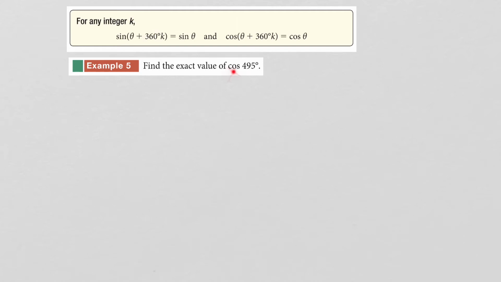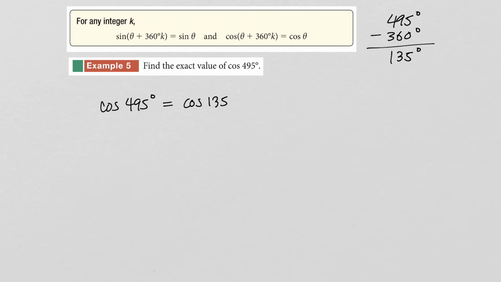Here we're being asked to find the exact value of the cosine of 495 degrees. So 495 degrees is an angle that is larger than 360. But if I can find an angle smaller than 495 that is coterminal with 495, I can use that angle instead. So if I take 495 and subtract 360 degrees, I get 135 degrees. So cosine of 495 is the same as the cosine of 135.